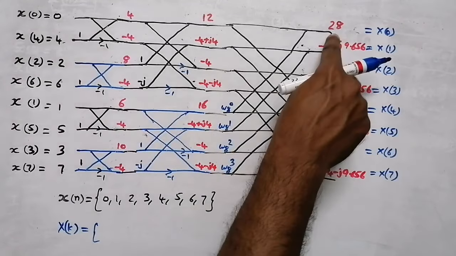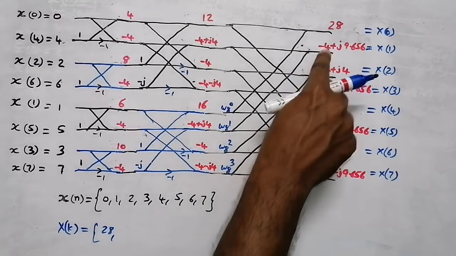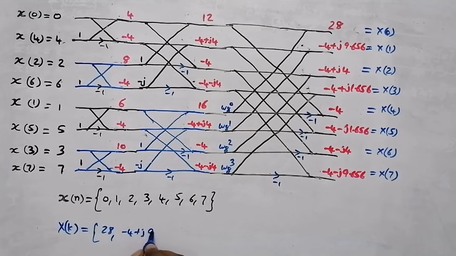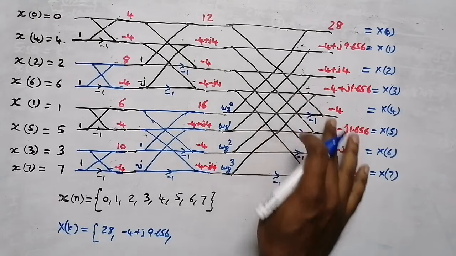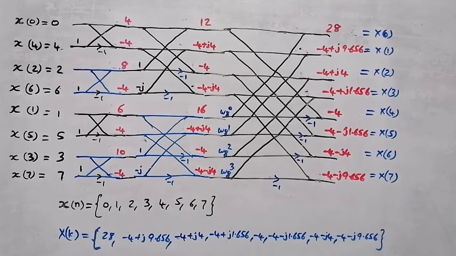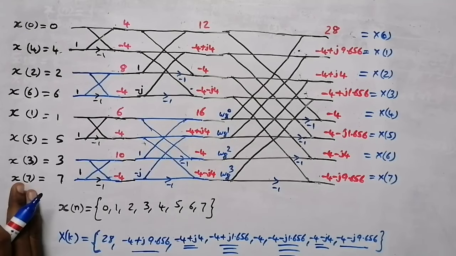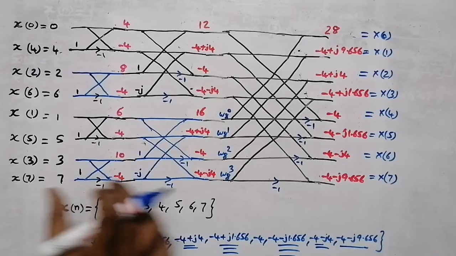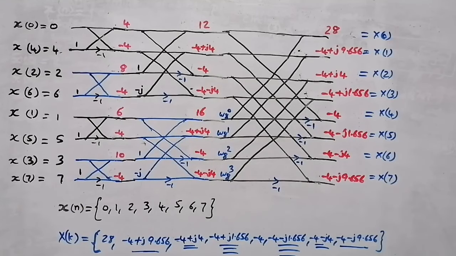And the first value is 28. Then the second value is minus 4 plus j9.656. Like that, write the third value, fourth value, like this. So we converted the time domain signal into the frequency domain. If you are getting complex conjugate pairs like this, minus 4 plus, then we will get minus 4 minus, then here minus 4 plus j4, then its corresponding complex value here, then this one's corresponding complex value here. If we are getting like that, then our answer is correct. So this is the process of converting a time domain signal into the frequency domain using DIT FFT. Now in the next video we can do DIF FFT.